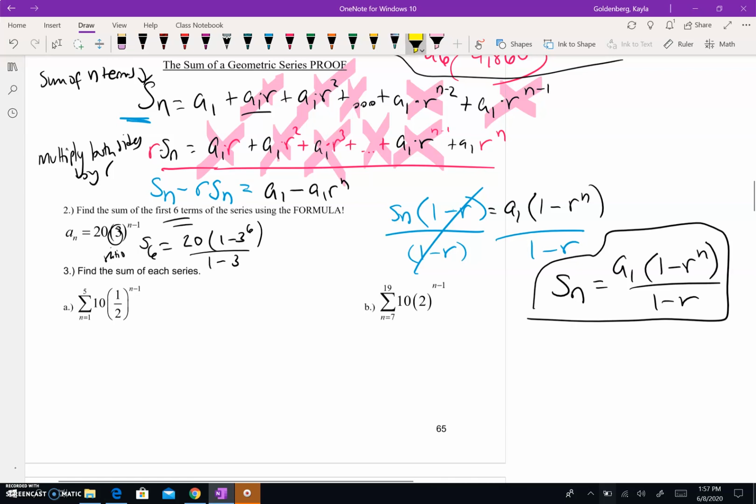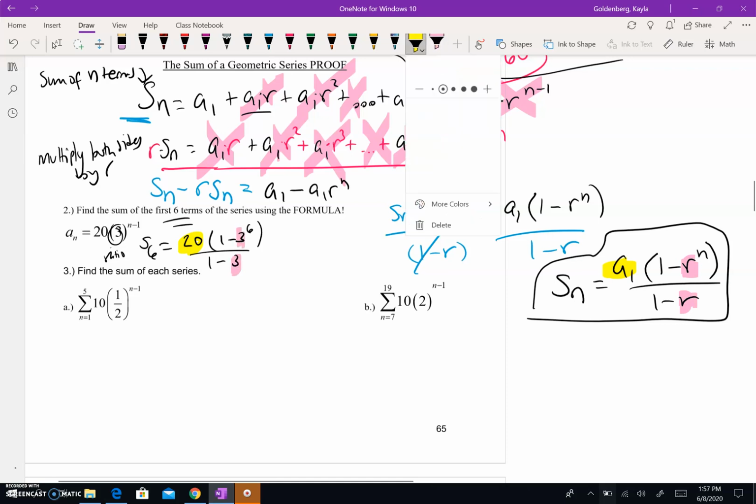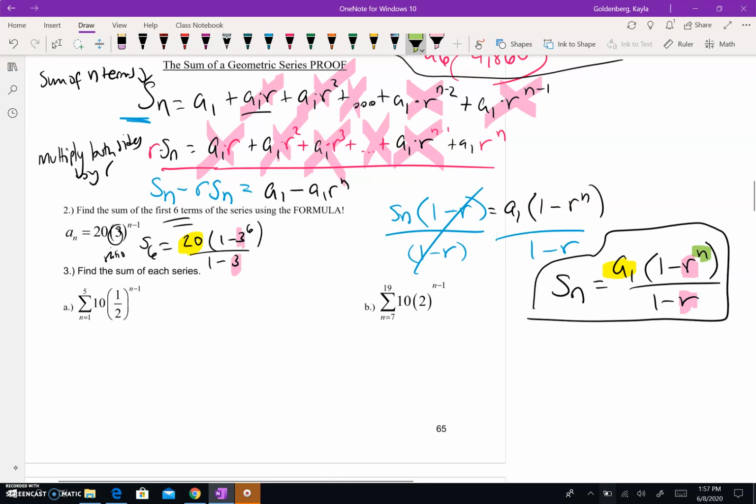So kind of color coding things, like that's our first term. We've got our common ratio, which is 3 and 3, and then our number of terms is 6, and that's kind of here and here. Okay, so that's the general formula.